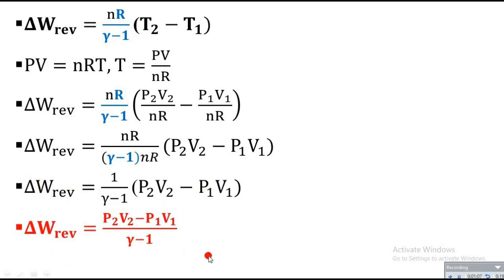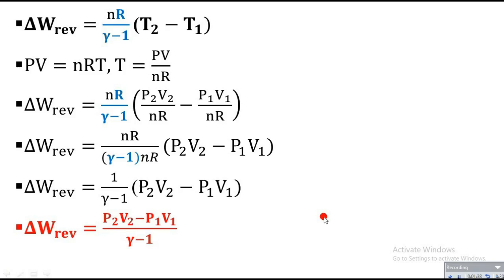We are still in the reversible adiabatic process. Now we have seen two equations. In the first equation we replaced CV. In the second equation we replaced the temperature. So you have P2 V2 minus P1 V1 over gamma minus 1 as the second equation to calculate the work done in a reversible adiabatic process. So dQ, the heat, is equal to 0, the internal energy is equal to nCV dT, and you have seen the two formulas to calculate the work done.